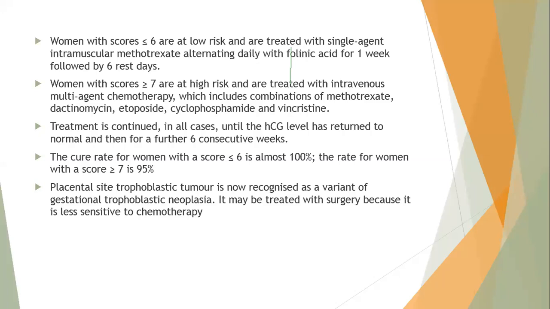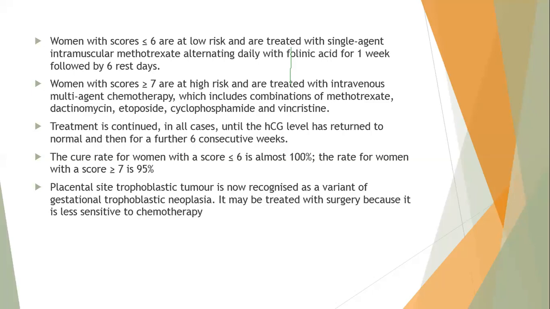Women with a score of 7 or more are high risk. They should be treated with intravenous multi-agent chemotherapy. Multi-agent chemotherapy: methotrexate, dactinomycin, etoposide, cyclophosphamide, or vincristine. We should make a combination of these.